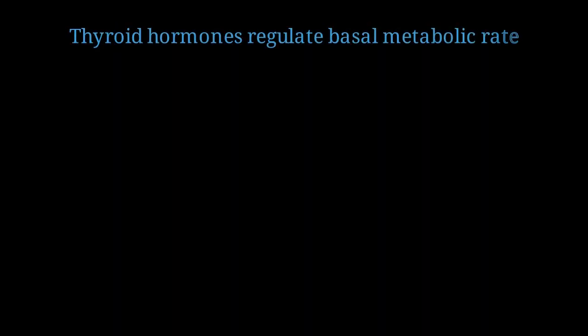Thyroid hormones, specifically T3 or triiodothyronine and T4 or thyroxine, regulate basal metabolic rate. They control how fast your cells burn energy. Basal metabolic rate is directly proportional to T3 concentration. When T3 is low, metabolic rate decreases and weight gain occurs even with normal caloric intake.